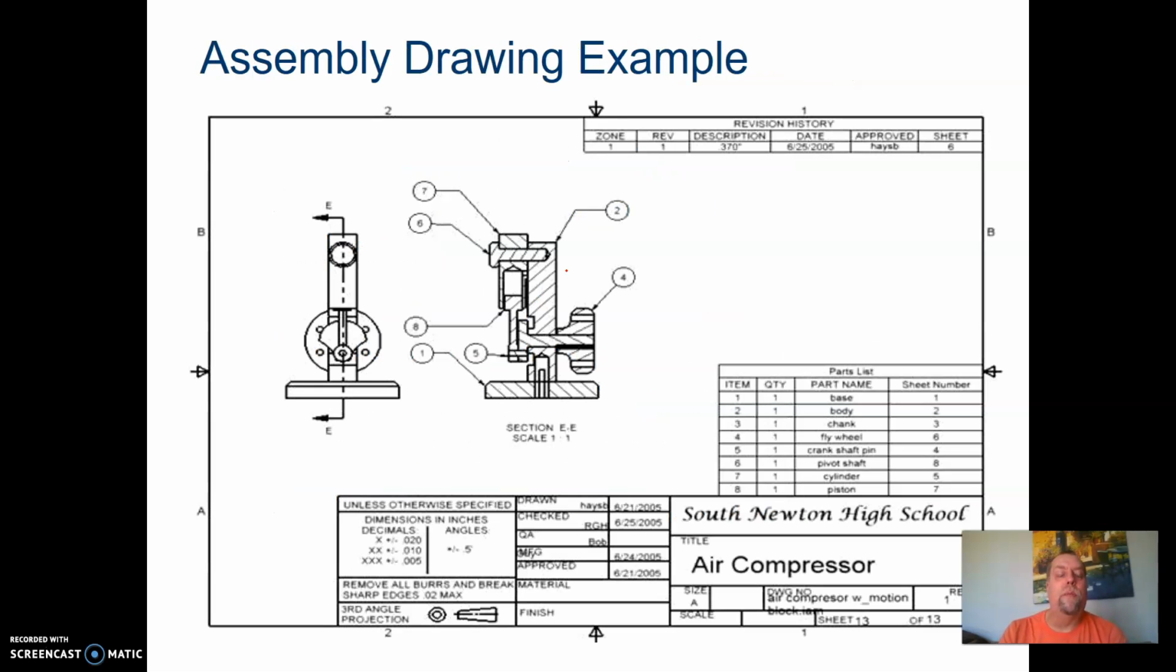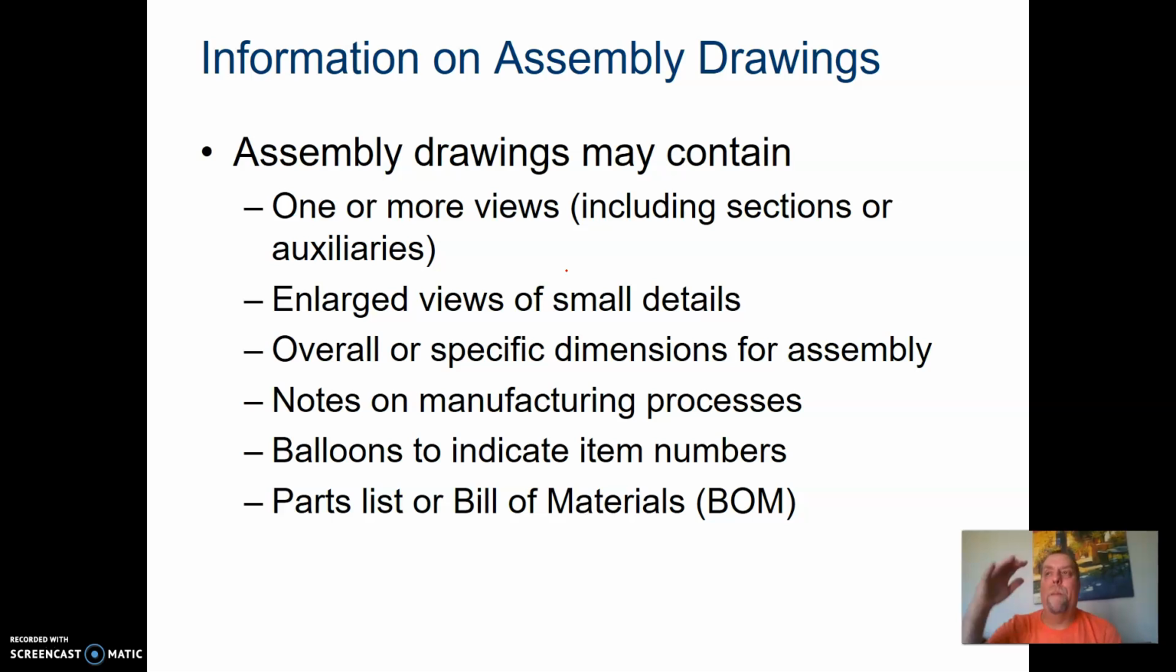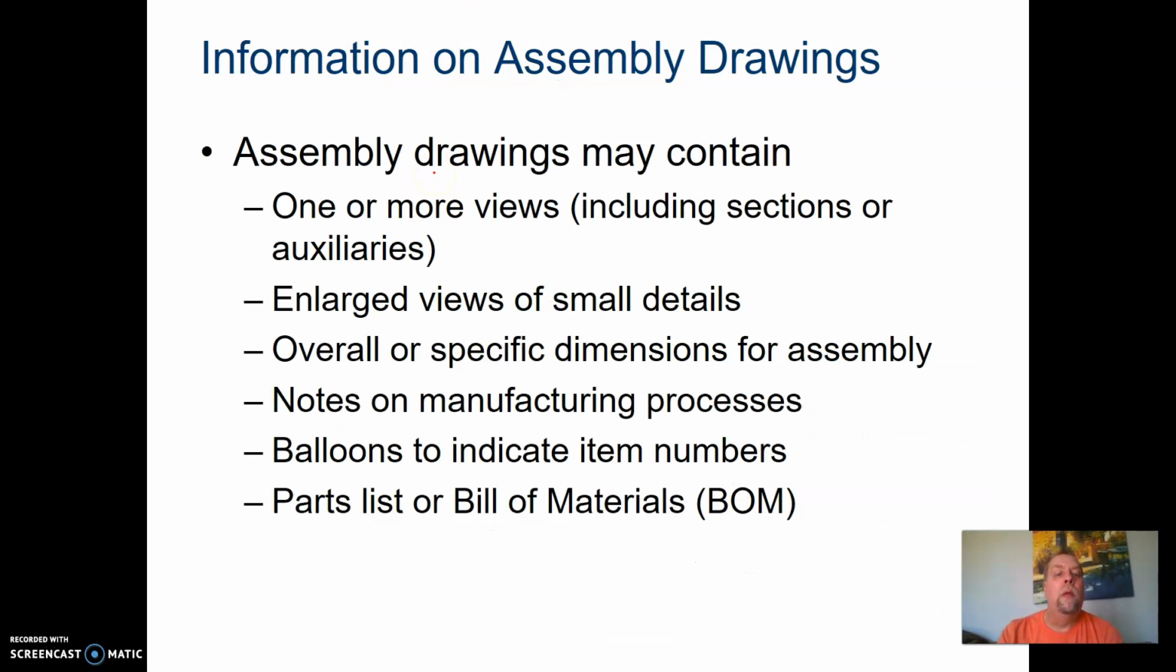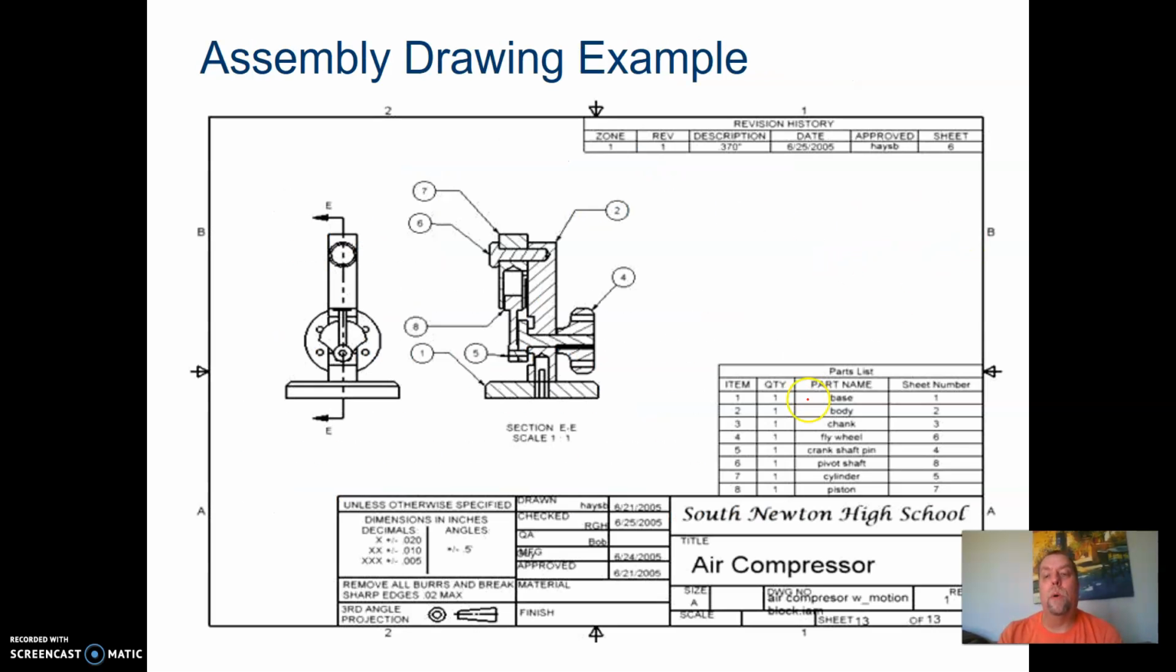That's the overall. If you look here, they're not showing dimensions, but if you were doing it, it's going to be the overall, how big the overall product is. Balloons indicating the numbers. That's the balloons right here, the different numbers with the circles around it. Those are called balloons. And then the parts list, or possibly the bill of material. Here's your parts list over here.